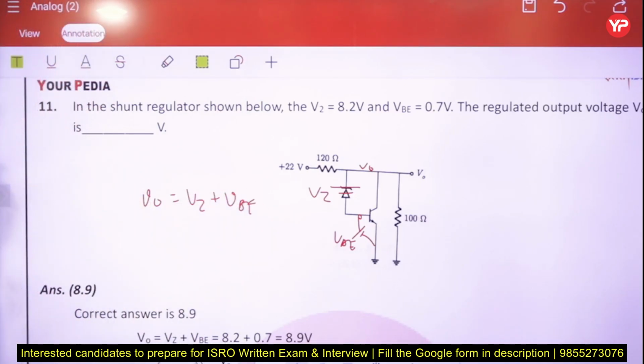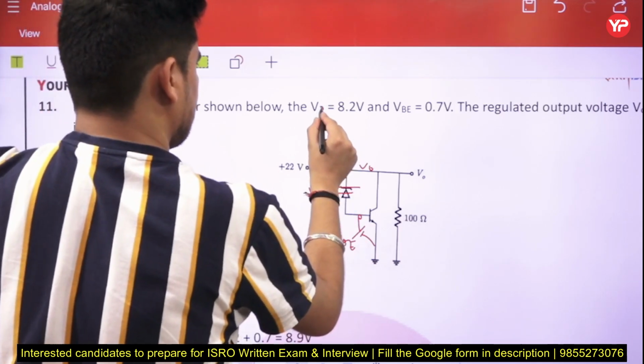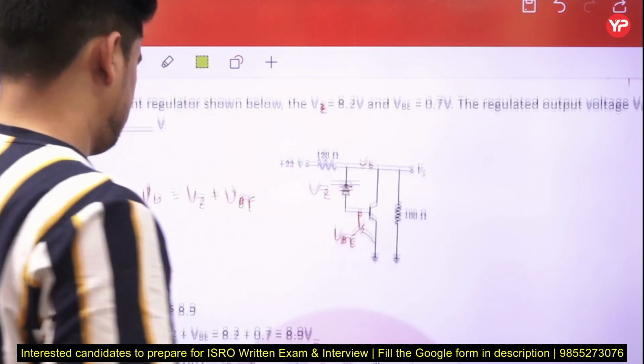And yes, yeah, so VZ is given to you, that is 8.2, right? 8.2 and VBE is 0.7, so 8.9 is the output voltage. 8.9 is the output voltage directly. Yes.